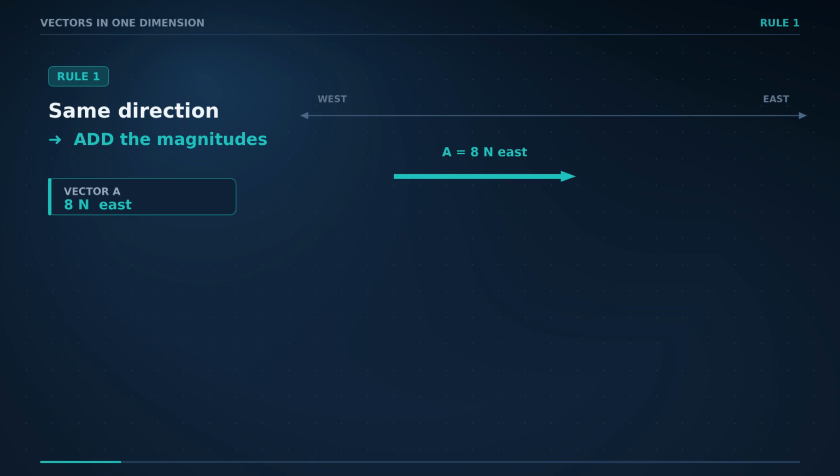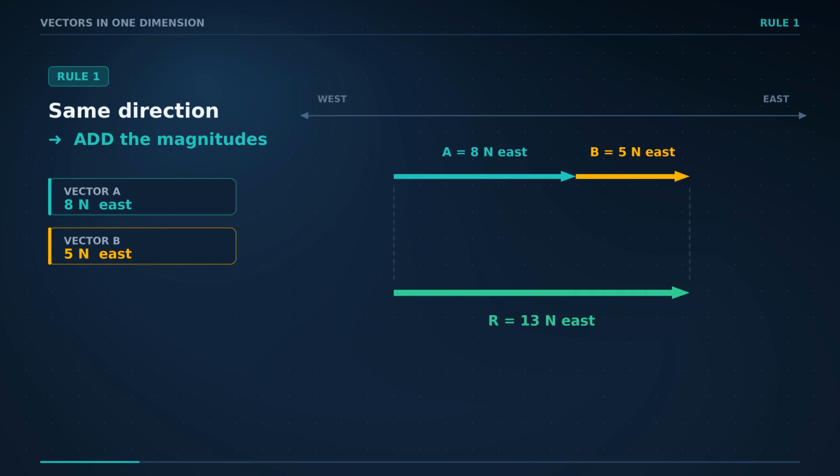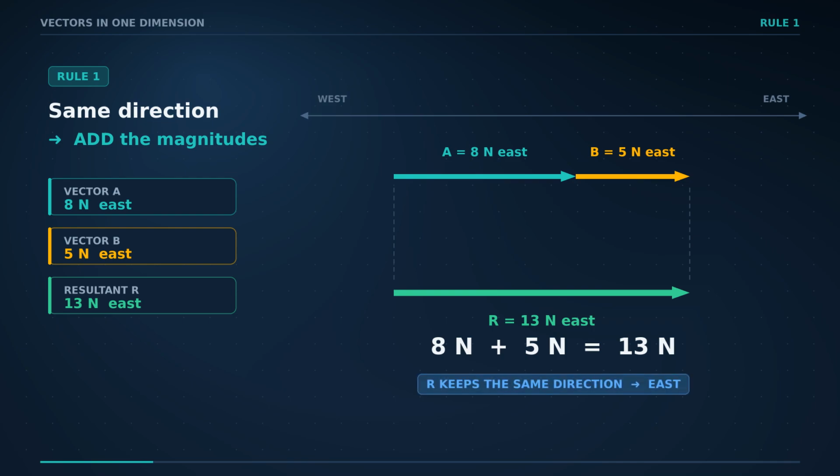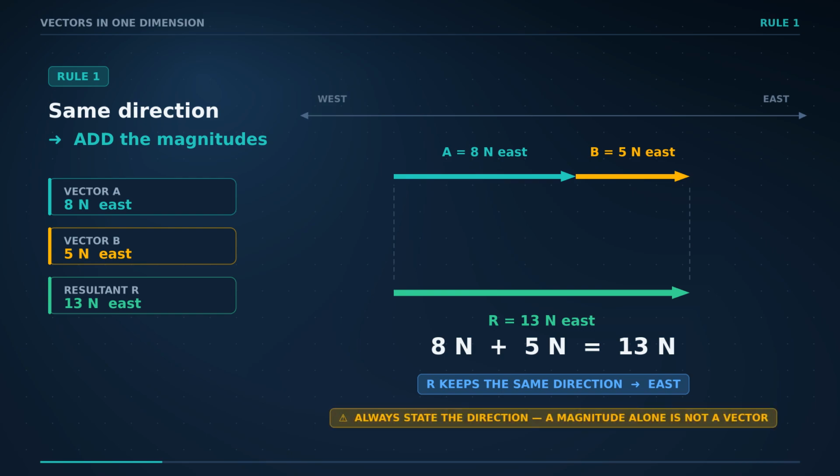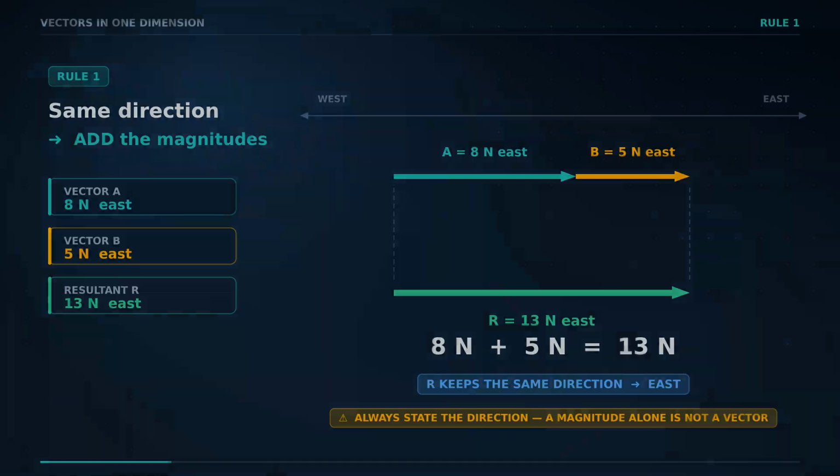Take vector A, 8 newtons east, and vector B, 5 newtons east. Draw them tail to head. 8 plus 5 gives 13, so the resultant is 13 newtons east. Notice that the resultant keeps the same direction as the 2 original vectors, and always state that direction. A magnitude on its own is not a vector.